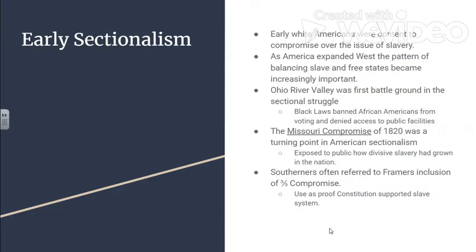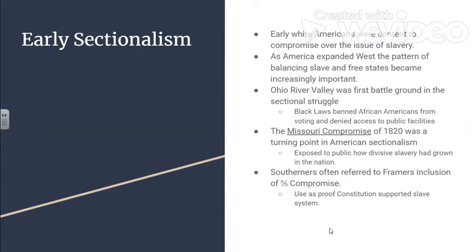The Ohio River is west of the Appalachian Mountains, and it's going north to south, and it divides what will become the South and what will become more known as the North. So we have the Missouri Compromise of 1820, and that was really a turning point in this American sectionalism because it showed how decisive and divisive the issue of slavery had become in the nation.